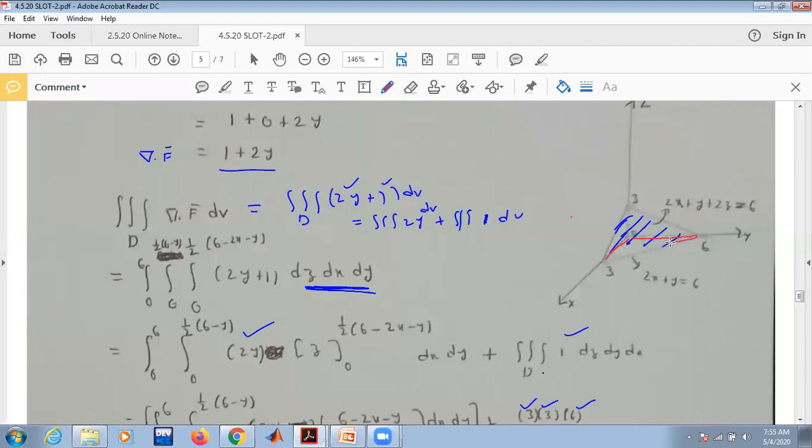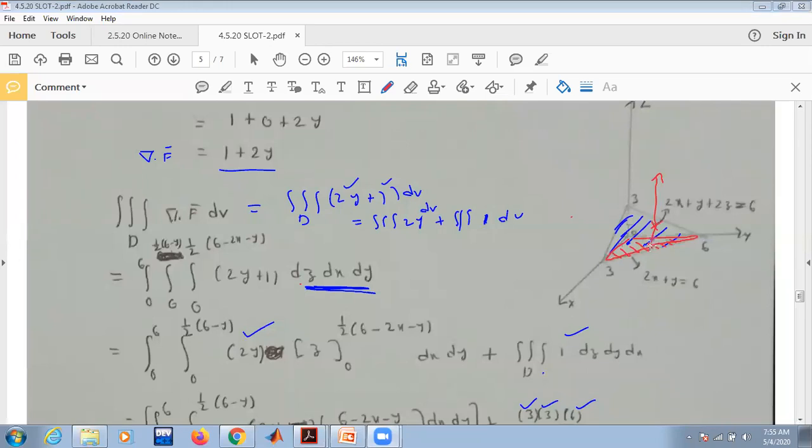This is the projection of the solid prism on the xy plane. So for z limits of integration, from the projection you have to draw a line parallel to the z axis. If you remember multiple integrals concepts, for z limits you have to draw a line parallel to the z axis.